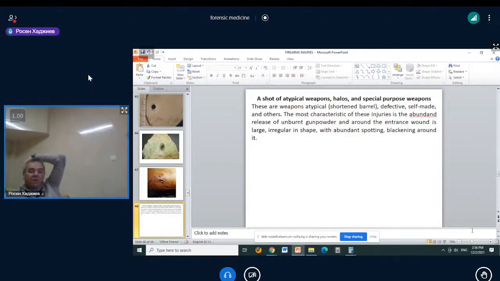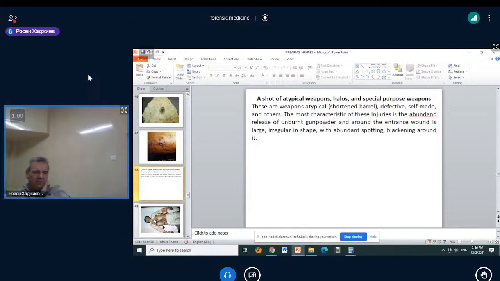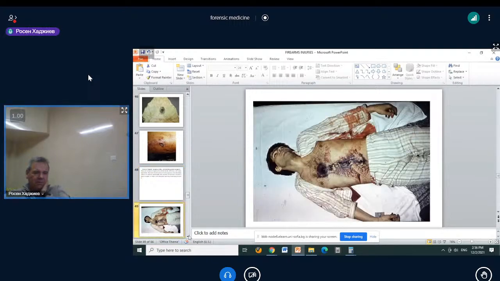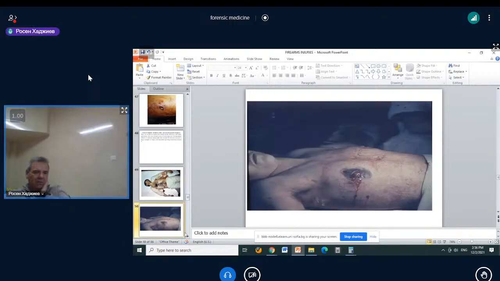A shot produced by atypical weapons, and special purpose weapons. Majority of these weapons are defective, self-made, and others. They have defective ammunition. The most characteristic of these injuries are abundant release of unburned gunpowder, and the entrance wound is large, irregular in shape, with spotting blackened around it. This is specific for atypical weapons. We can see different illustrations about firearm injuries.